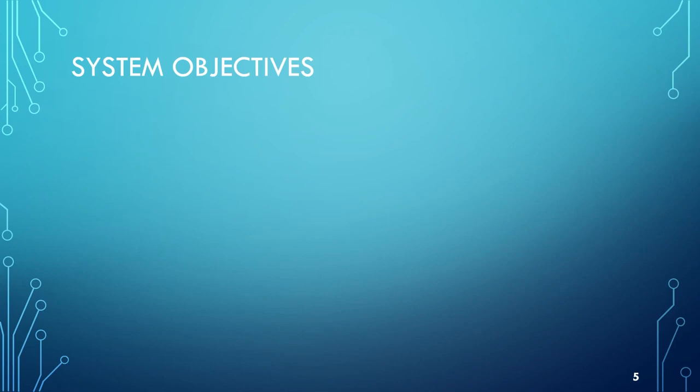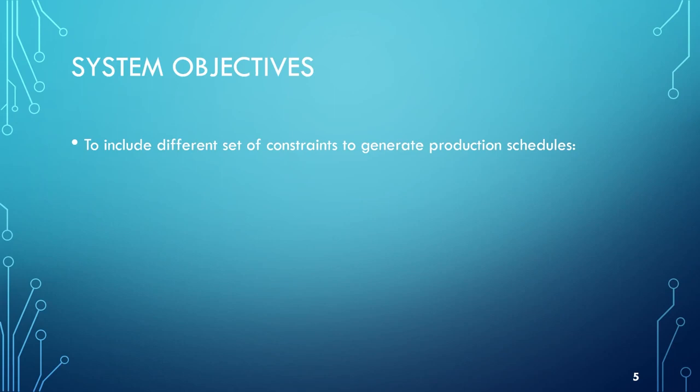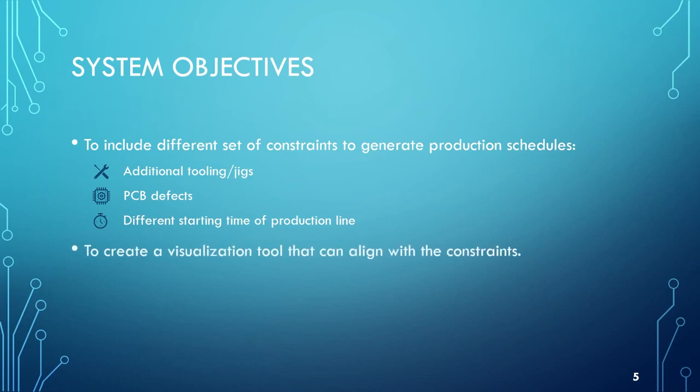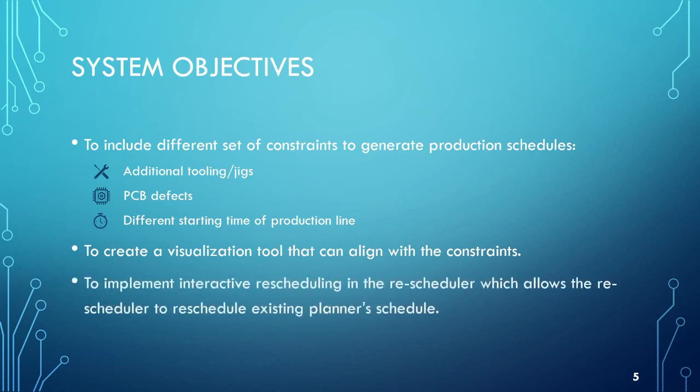The main objective of this project is to include different sets of constraints required for the genetic algorithm to generate the production schedule. The three constraints that will be considered are additional tooling jigs, PCB defects, and different starting time of production line. Next, to create a visualization tool that is able to align with the constraints so that the user can view the constraint violation easily. Last one, implement interactive rescheduling in the rescheduler and allow the rescheduler to reschedule the existing planner's schedule.